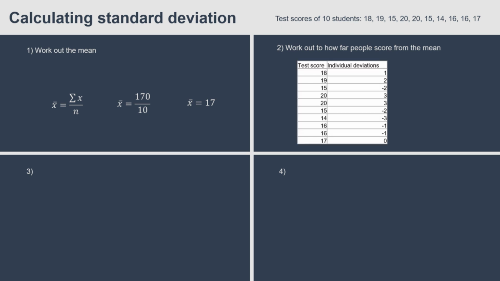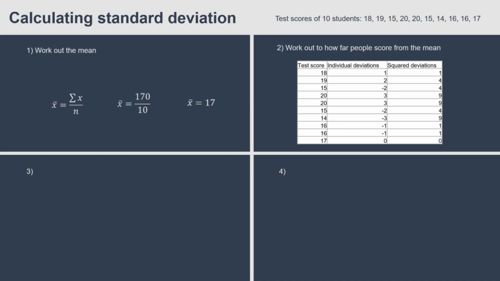Step 2, you want to find out how much people differ from the mean. These are called individual deviations. Some people score above the average, some people score below the average. We want to find out how much each person differs from the mean. And in an ideal world, we take an average of this. But the problem is that if we add up these numbers, the positives and the negatives will cancel out. And so what we do is we take each of these individual deviations and we square them, times it by itself. And that is called squared deviations.